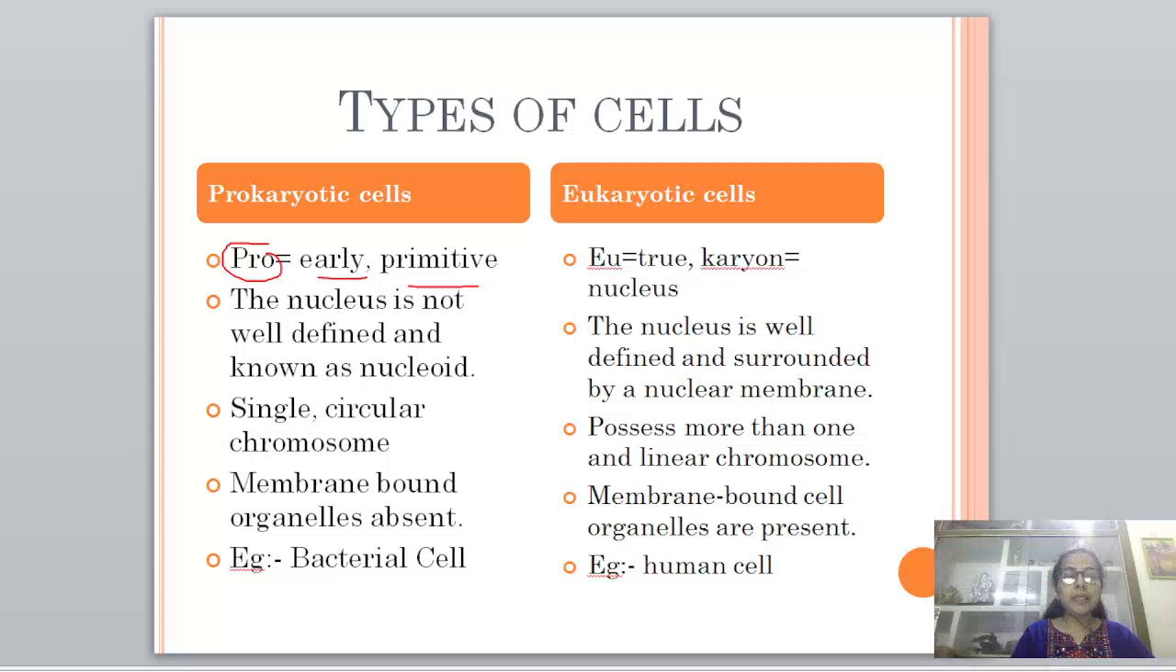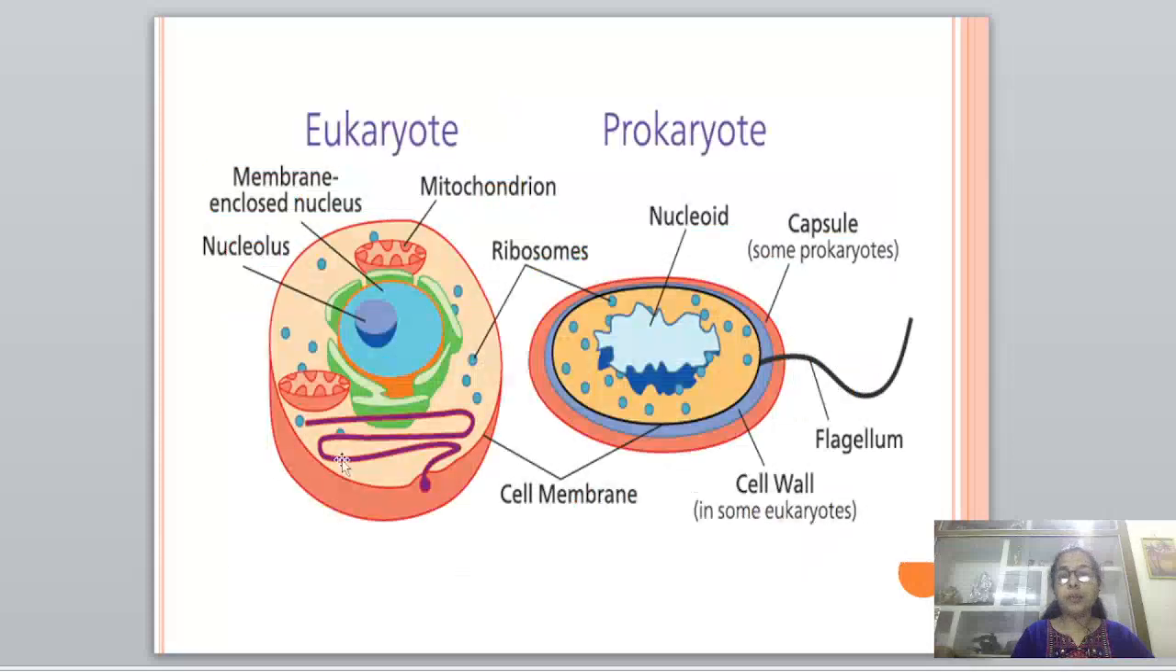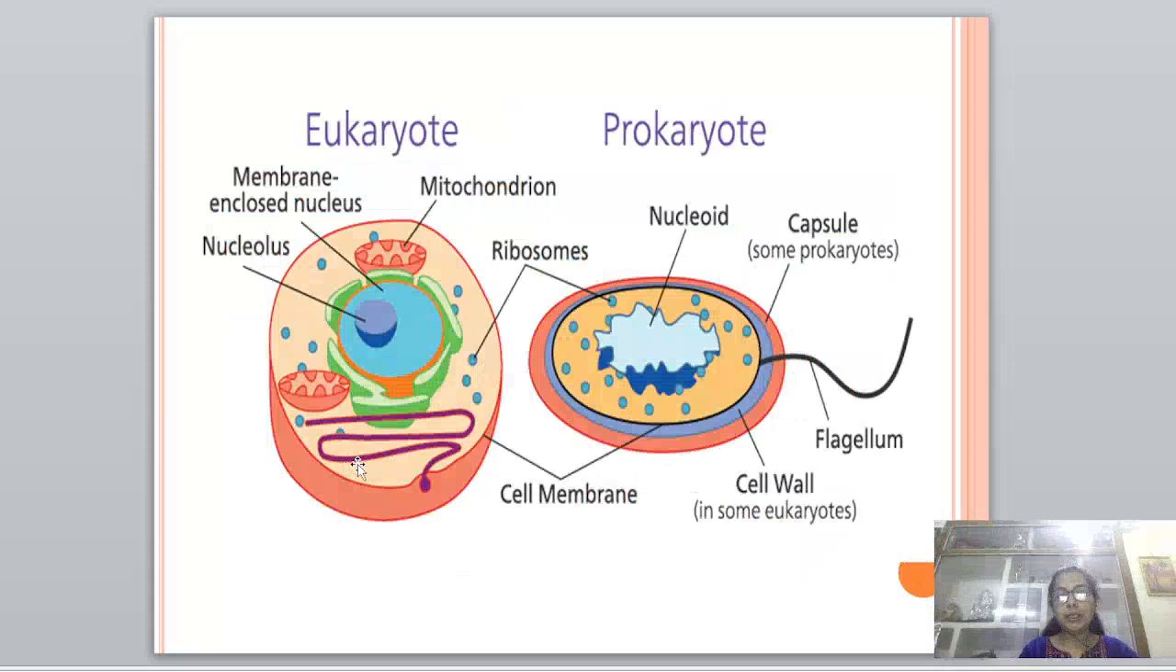So in the next slide, you can get a clear picture of how eukaryotic and prokaryotic cells look. Here you can see in the eukaryotic cell there is a nucleolus and it is membrane enclosed. And here in the prokaryote you can see a nucleoid. There is no well-defined nucleus and there is no nuclear membrane. Okay, so this is what eukaryotic and prokaryotic cells look like.